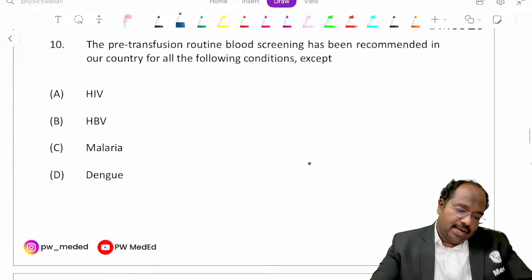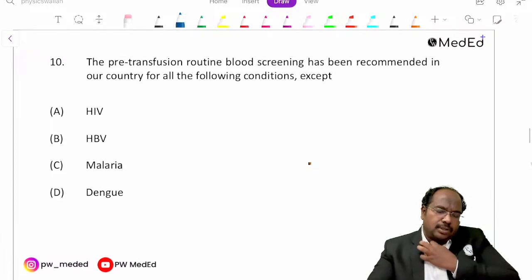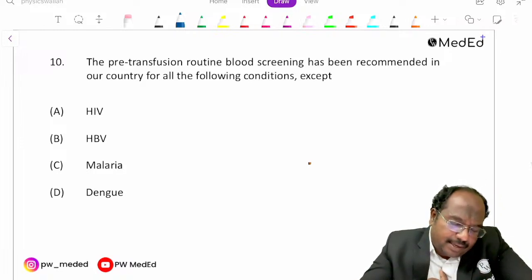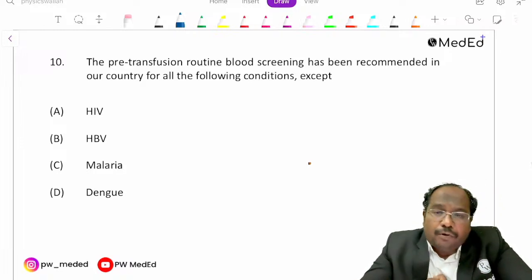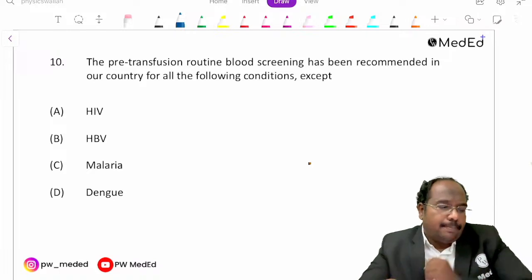10th question. Answer the question. This you should tell. So the pre-transfusion routine blood screening has been recommended in our country for all of the following conditions except. Okay, what is the answer here? Pre-transfusion.